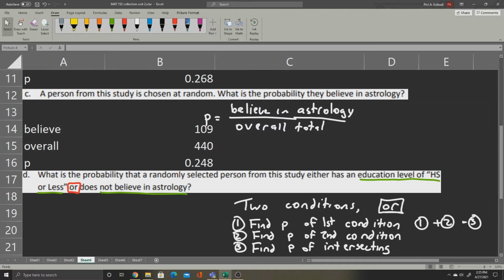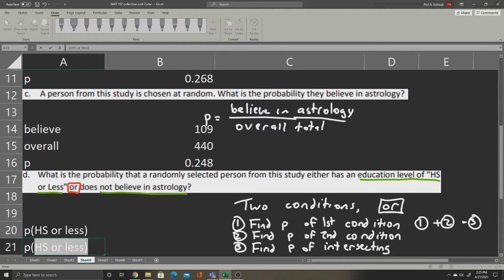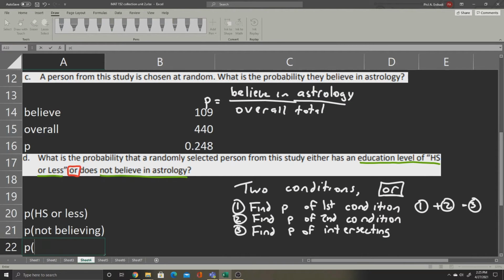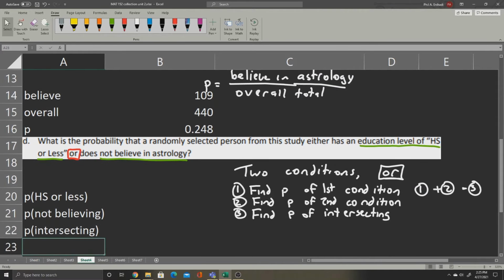So let's make labels for all of these things. First, let's make a label for the probability of the first condition, the probability of having high school or less, and the probability of not believing in astrology, and then the probability of those two things intersecting. Based on that, we can find the probability overall.